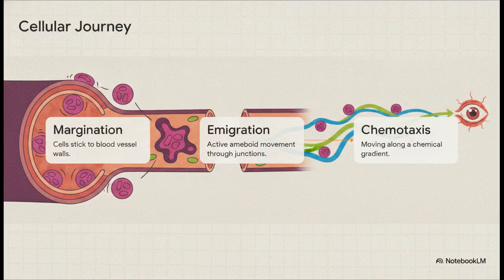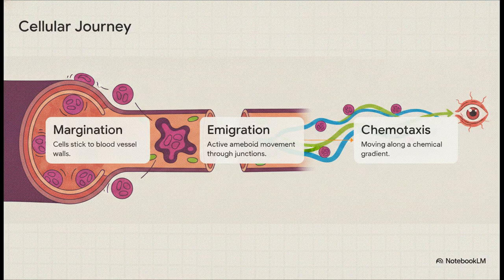Let's move on and see how this builds, because tracking their physical journey is wild. How does a PMN actually get out of the bloodstream and into your injured eye? Well, first is margination. The cells start sticking momentarily, then tightly to the blood vessel walls. Next up is emigration, or diapedesis. Using active amoeboid movement, the PMN literally squeezes itself through the tiny junctions between endothelial cells, a whole process that takes about 2 to 12 minutes.